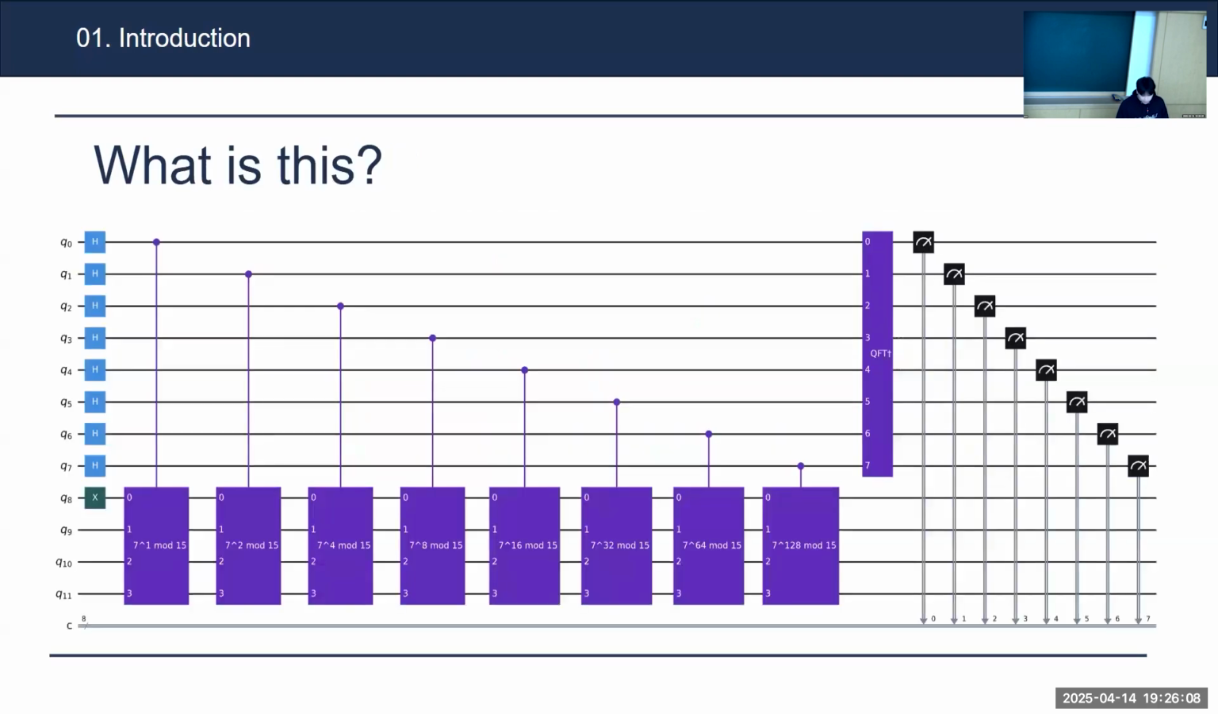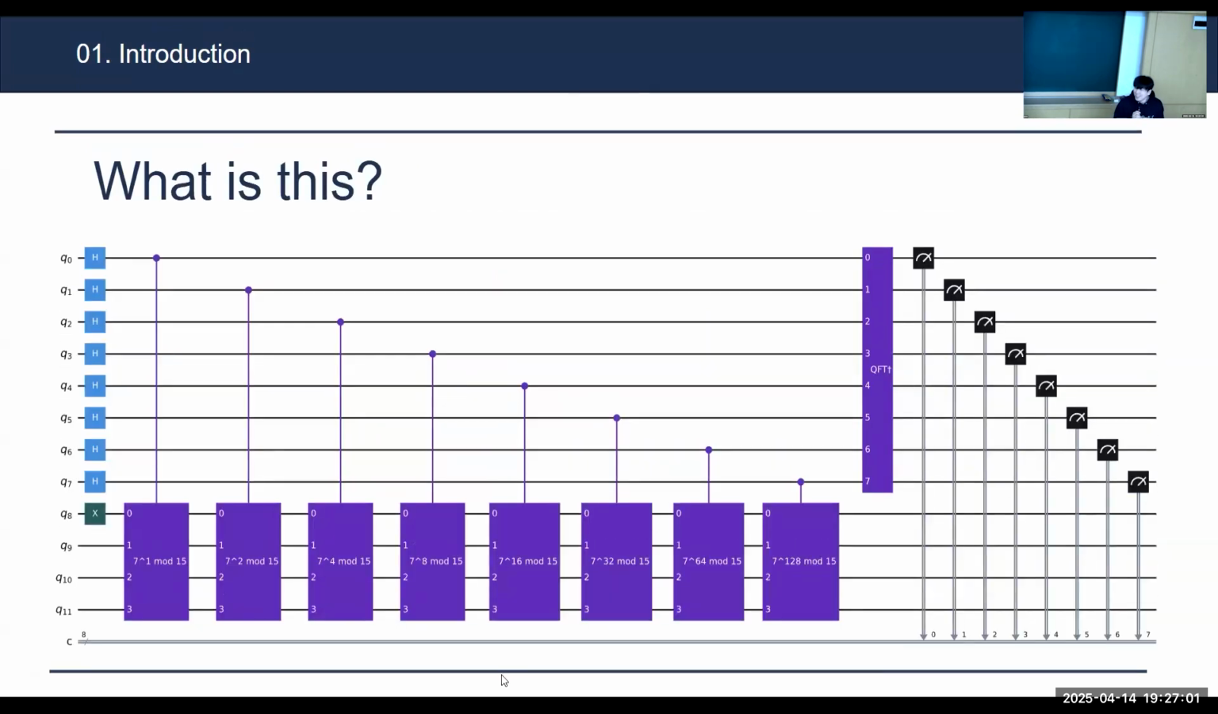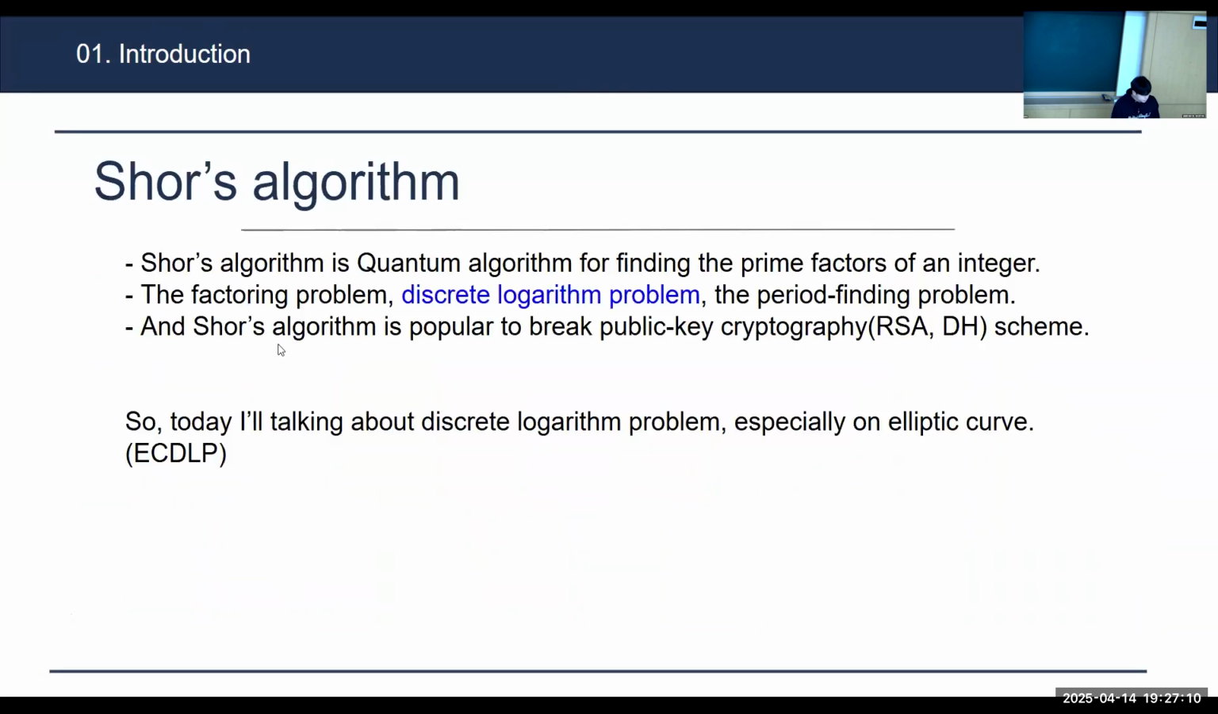It is Shor's quantum circuit, and this is very popular. Similar problems are the factoring problem, the discrete logarithm problem, and the period finding problem. Today I'll talk about the discrete logarithm problem, especially on elliptic curves.